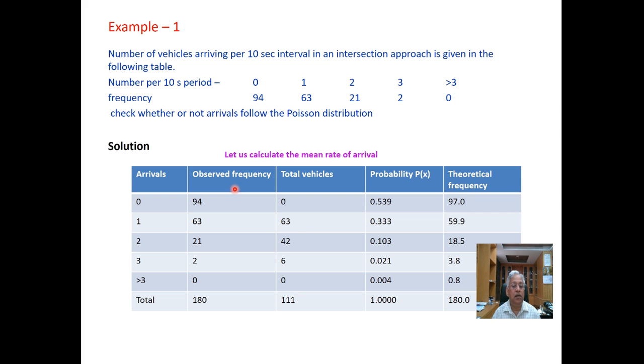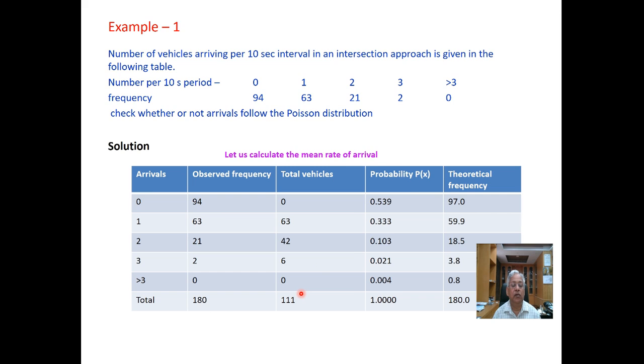But the total frequency is 180. That means 180 is the data set. 180 into 10 seconds is 1800 seconds, which is the time when this experiment was conducted. Now you can calculate the mean rate of arrival.